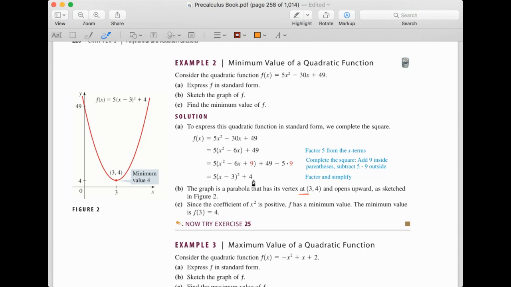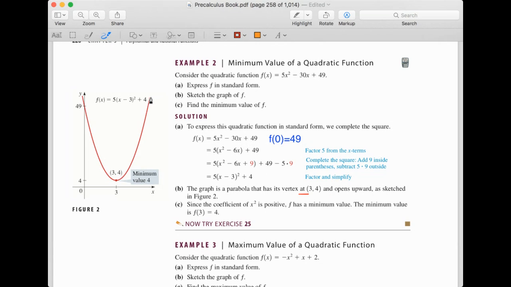Okay, the vertex. And (0, 49) is the y-intercept, right? Because f of 0 equals 49. So (0, 49) is the y-intercept. (3, 4) is the vertex. Then we can draw the graph, parabola.